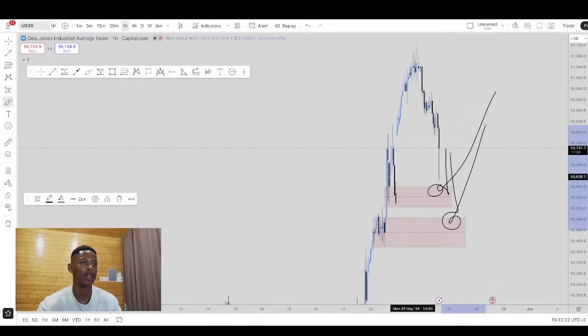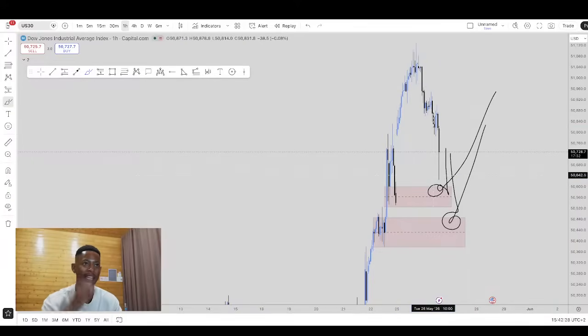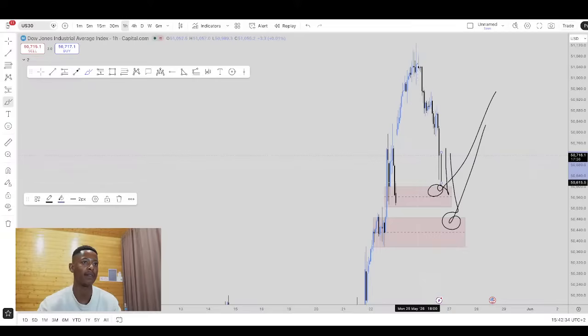So right now I think it's doing this because it tried to close this gap, but it didn't really close it. So I still feel like it's going to go down. It will go down because look at it, it didn't really close it. There's still some space left, right?